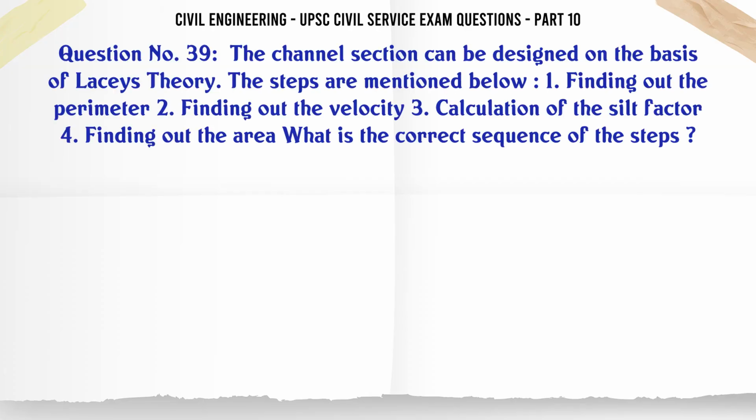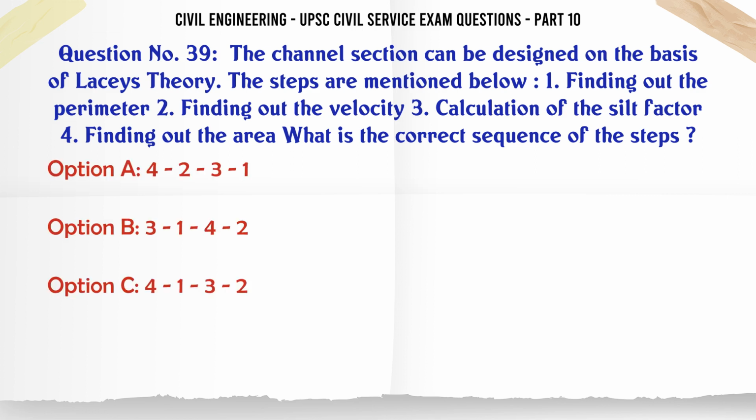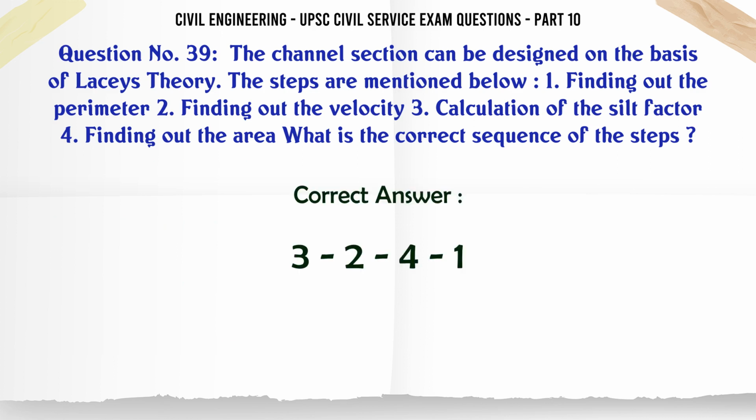The channel section can be designed on the basis of Lacey's theory. The steps are mentioned below. 1. Finding out the perimeter. 2. Finding out the velocity. 3. Calculation of the silt factor. 4. Finding out the area. What is the correct sequence of the steps? A. 4231. B. 3142. C. 4132. D. 3241. The correct answer is 3241.